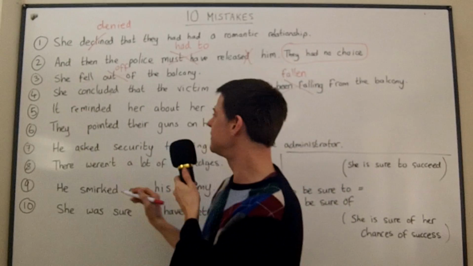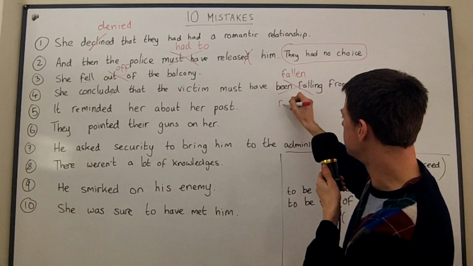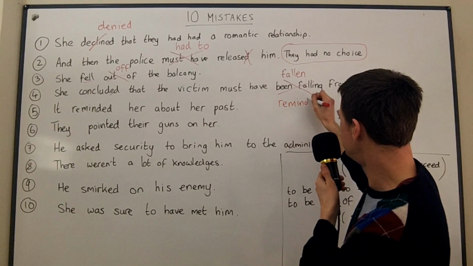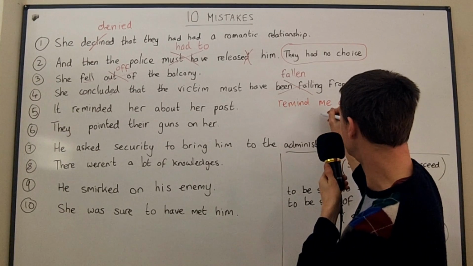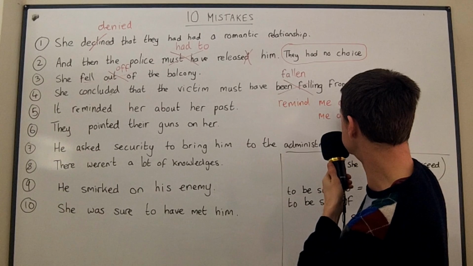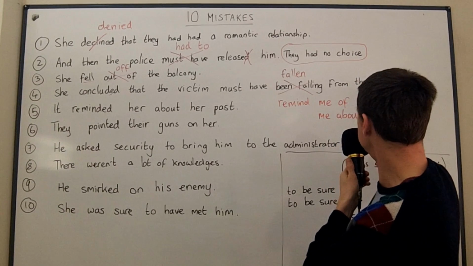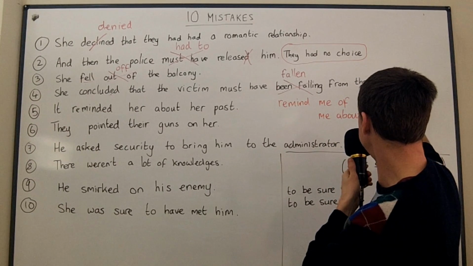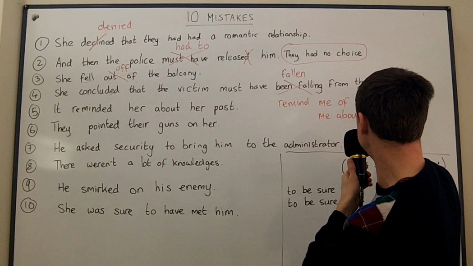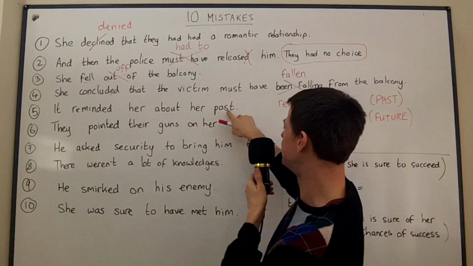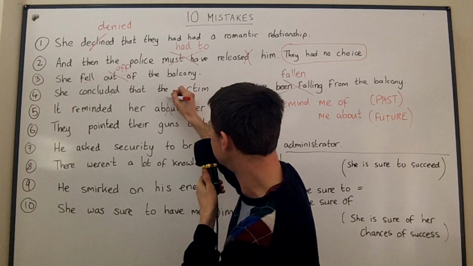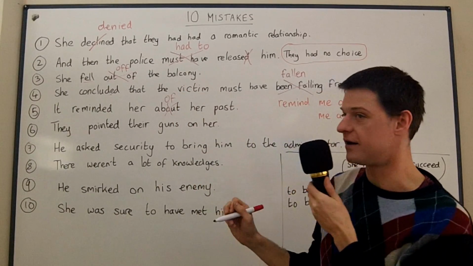Okay, number 5. This is the difference between remind me of and remind someone about. Yeah, remind someone of and remind someone about. Remind me of, remind me about. The difference is simple. Remind me of is used for past and remind me about is used for future. And if you look at our example, her past, it's very clearly reminded her of her past.